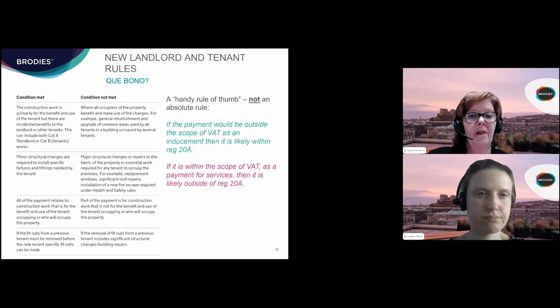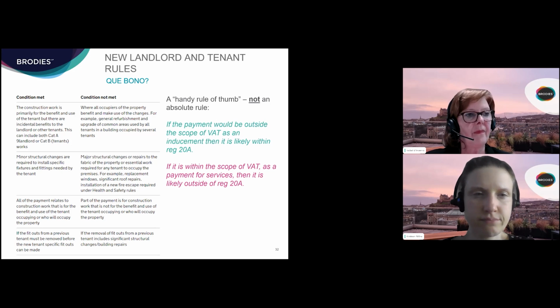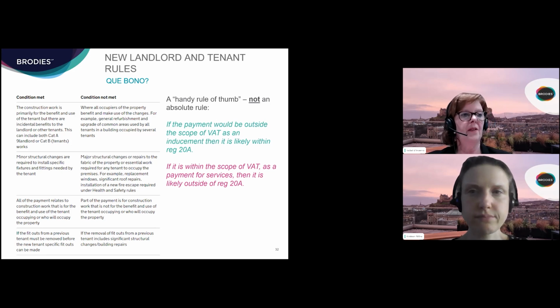Moving on to the next slide, for whose benefit is it? So you have to look at the nature of the work and whether it's for the benefit of the tenant or for the benefit of other occupiers. And this is all fairly detailed, as you can see. So you can't just assume that if the landlord's paying the tenant to do it, it's going to be for the benefit of the tenant.